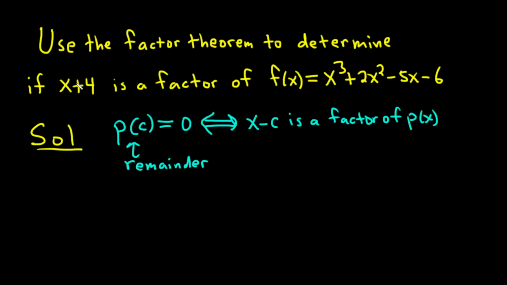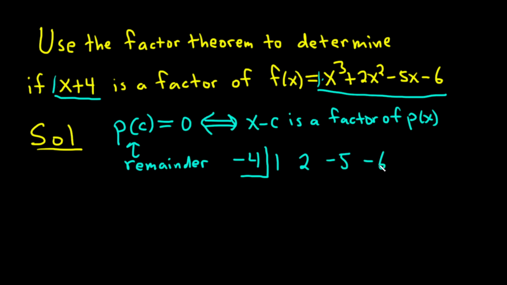So to do that, because x plus 4 is linear and the coefficient is 1, we can use what's called synthetic division. So what we're going to do is switch the sign. So negative 4, a little bracket here. And then right here, you write down the coefficients of your polynomial. So it'll be 1, and then 2, and then negative 5, and then negative 6. And then you draw a line like this.